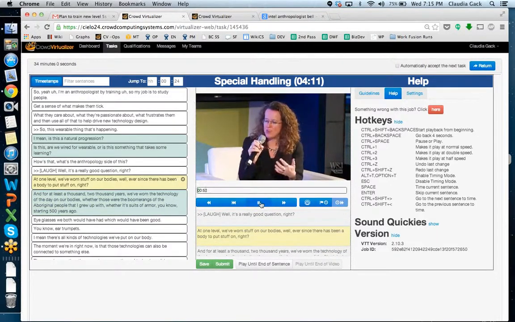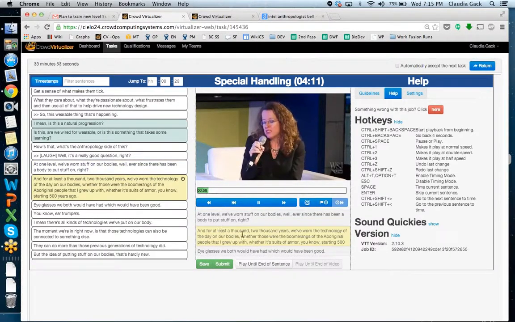So listen to this again. At one level, we've worn stuff on our bodies, well, ever since there has been a body to put stuff on, right? And for at least 1,000, 2,000 years, we've worn the technologies. Again, this is against our guidelines. It needs to be 1,000 or 2,000 years in numbers.